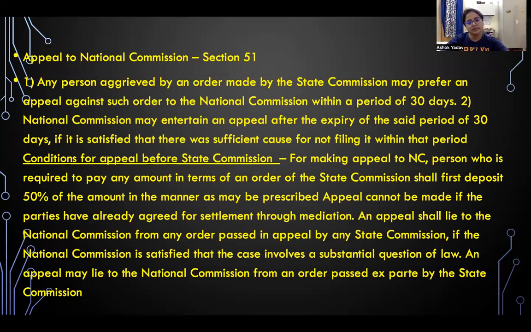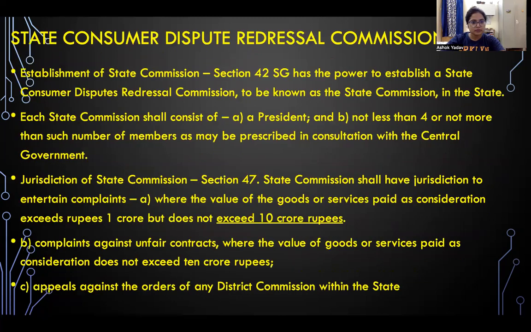Now, appeal to the National Commission. If you're not satisfied by the order of the State Commission, then of course you can go for an appeal to the National Commission, which is given under Section 55. It says any person aggrieved by an order made by the State Commission may prefer an appeal against such order to the National Commission within 30 days.